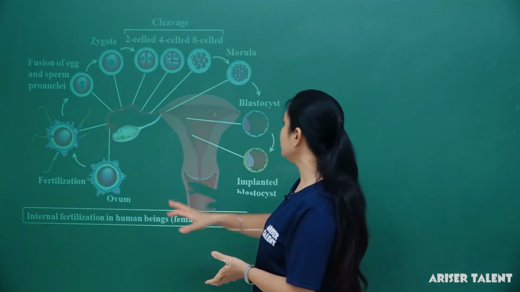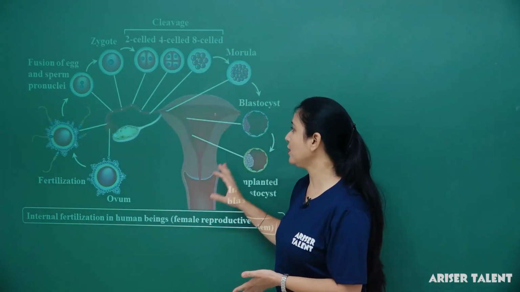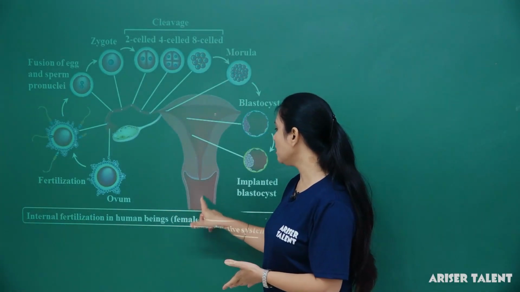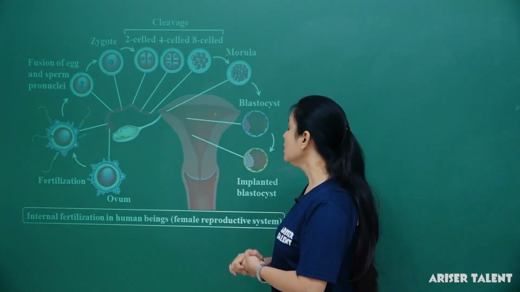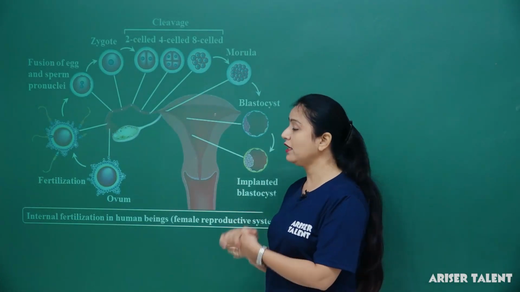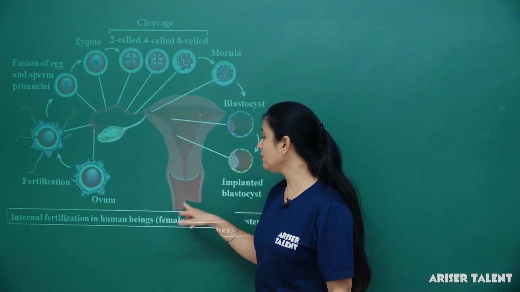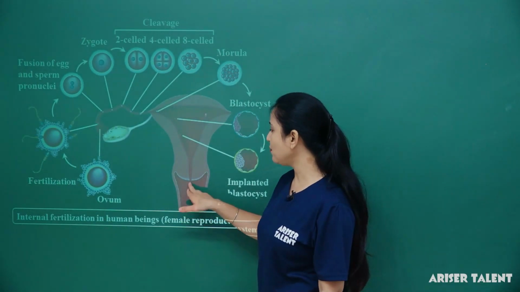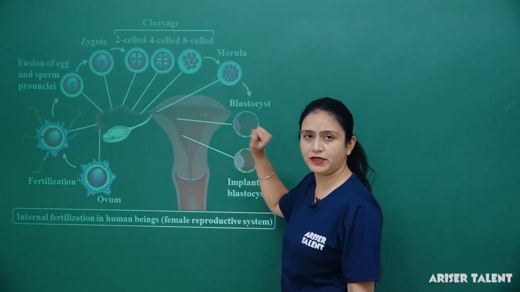Here we know that this is the female reproductive system, as I already told you in the previous lecture. So here we all know this is the vagina, part of the female reproductive system. So what happens when the male inserts his penis in the vagina, and here he releases sperms. Then these sperms move through the cervix and reach the fallopian tube.